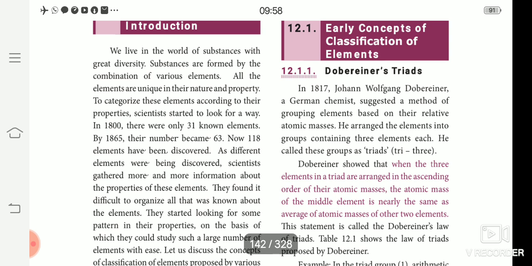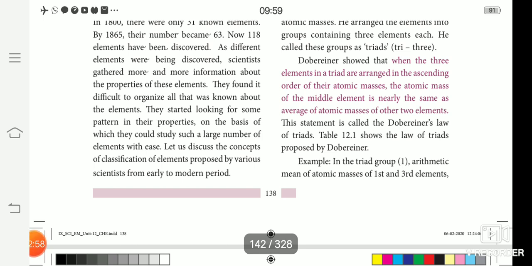The first scientist is Dobereiner, with his triads. The triads, tri means three. So the Dobereiner triads. In 1817, Johann Wolfgang Dobereiner, a German chemist, found the triads rule. He arranged the elements into groups, with three elements arranged in each group.